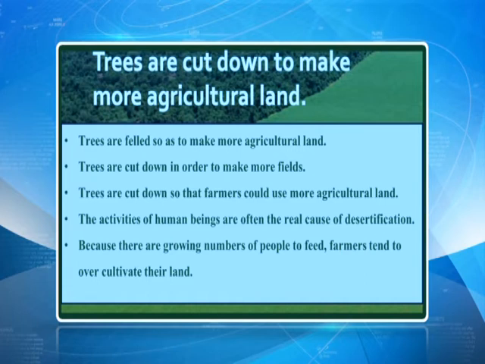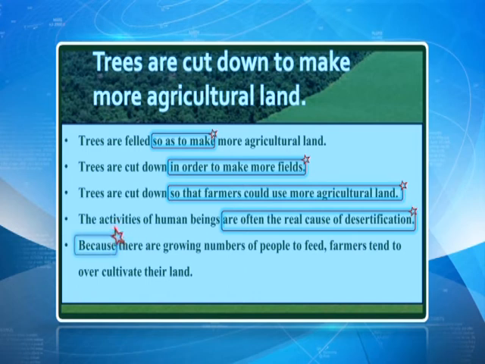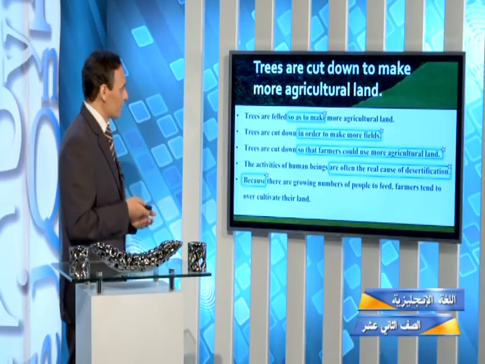Let's go back to sentence number 1. Trees are felled so as to. "So as to" is used to introduce the purpose. Okay? Another way of saying "so as to" is to use "in order to," or simply "to." "So that" in the third sentence is used to link the second part of the sentence with the first part. In the fourth sentence, we use "are often the real cause of." And last sentence we have "because." So to talk about the reason, to give the reason, we use "because."